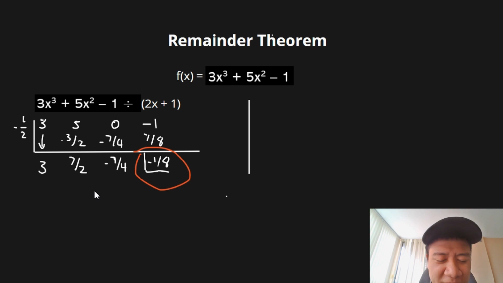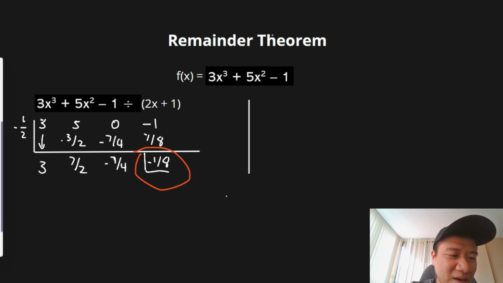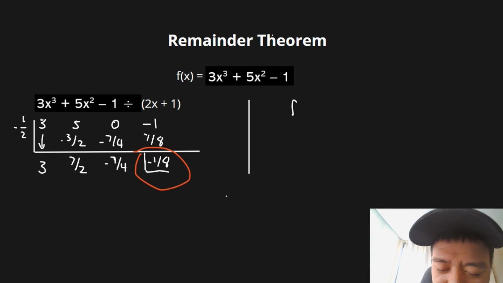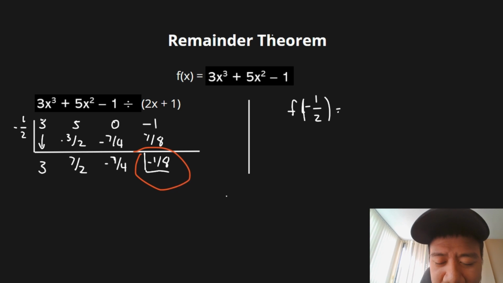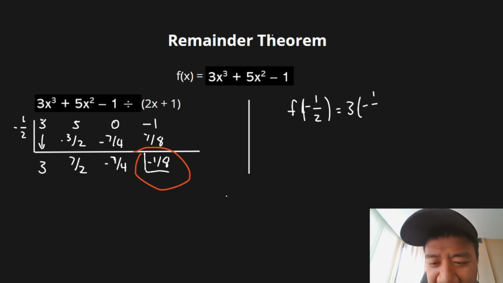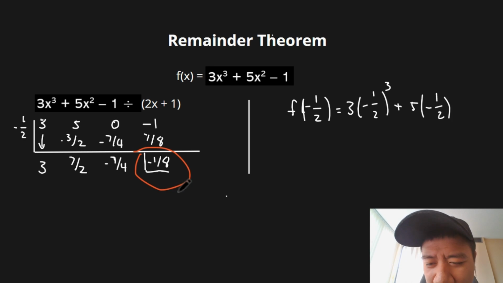Alright. So, if our hypothesis is true, that means that if we substitute -1/2 into our function, we should get -1/8. If we don't get it, then our guess would not be true. So, we substitute in -1/2: you have 3 times (-1/2) cubed, plus 5 times (-1/2) squared, minus 1.